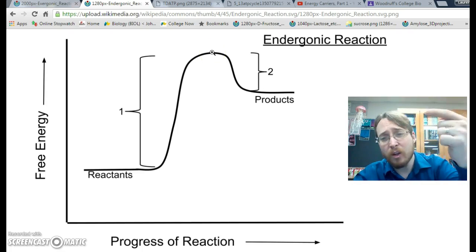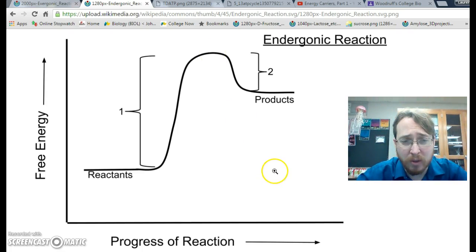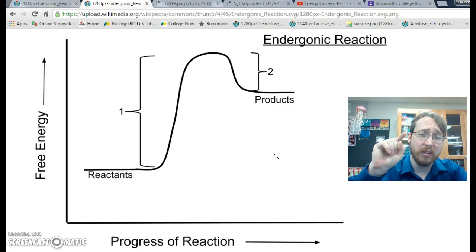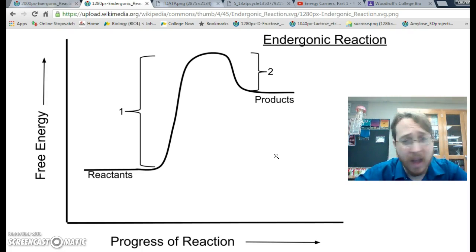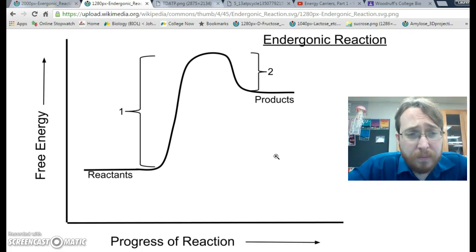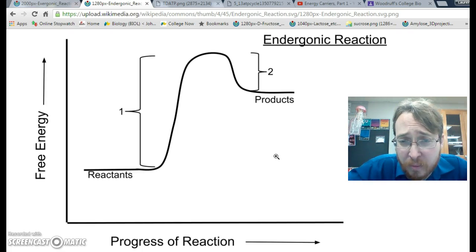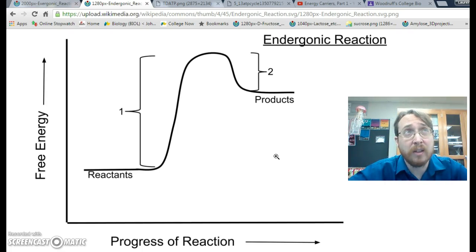No. If we want this to go forward, we've got to put in a lot of energy so that those products can store all of that energy and be stable at this particular state. We need to put energy into this. We need to push this ball up the hill. This is not going to happen on its own. So, that is our issue. That is our problem. Endergonic reactions need energy to go forward. Exergonic reactions release energy and happen spontaneously.